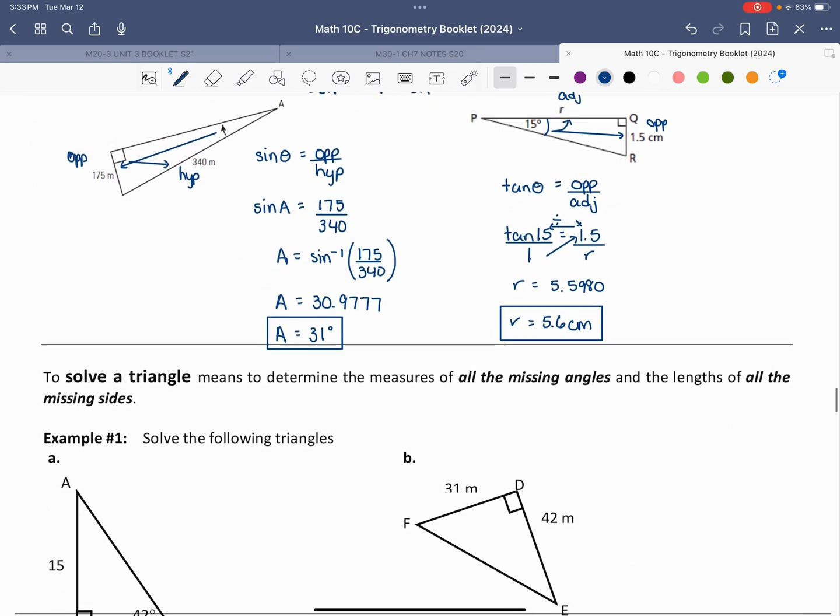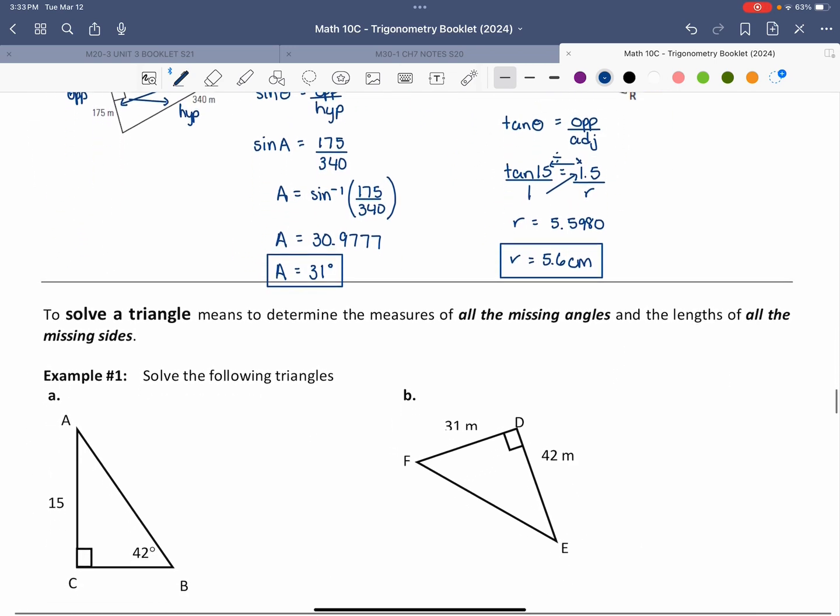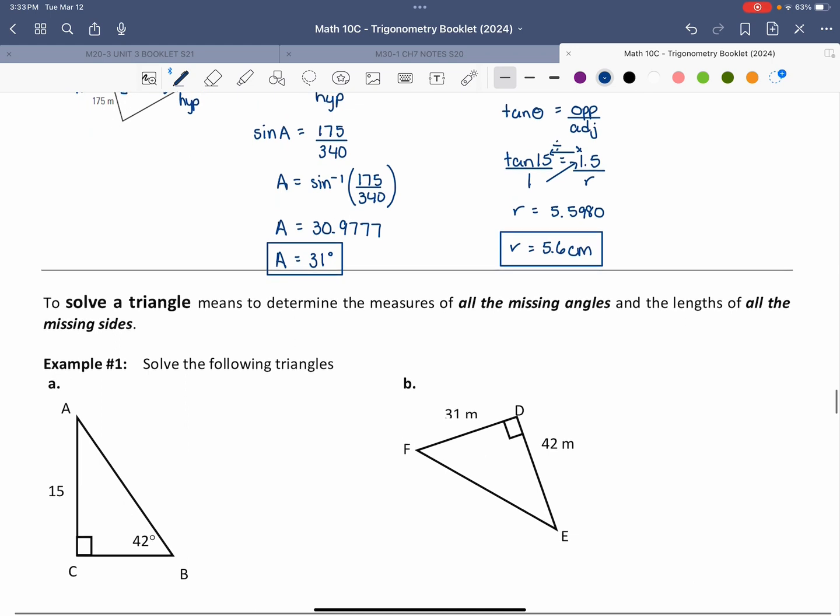To solve a triangle means to determine the measures of all the missing angles and the lengths of all the missing sides. So we're not really doing anything new with this information. We are just using what we learned in the last lesson or prior, like Pythagorean theorem, to find all missing sides and angles. So let's solve the following.